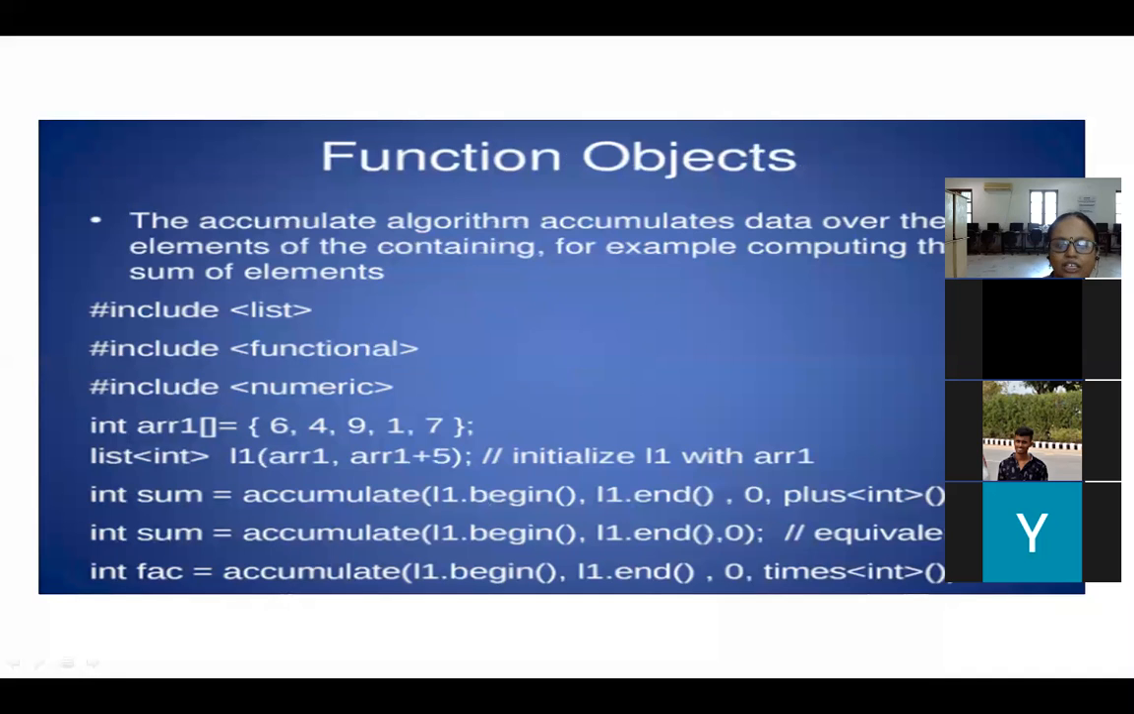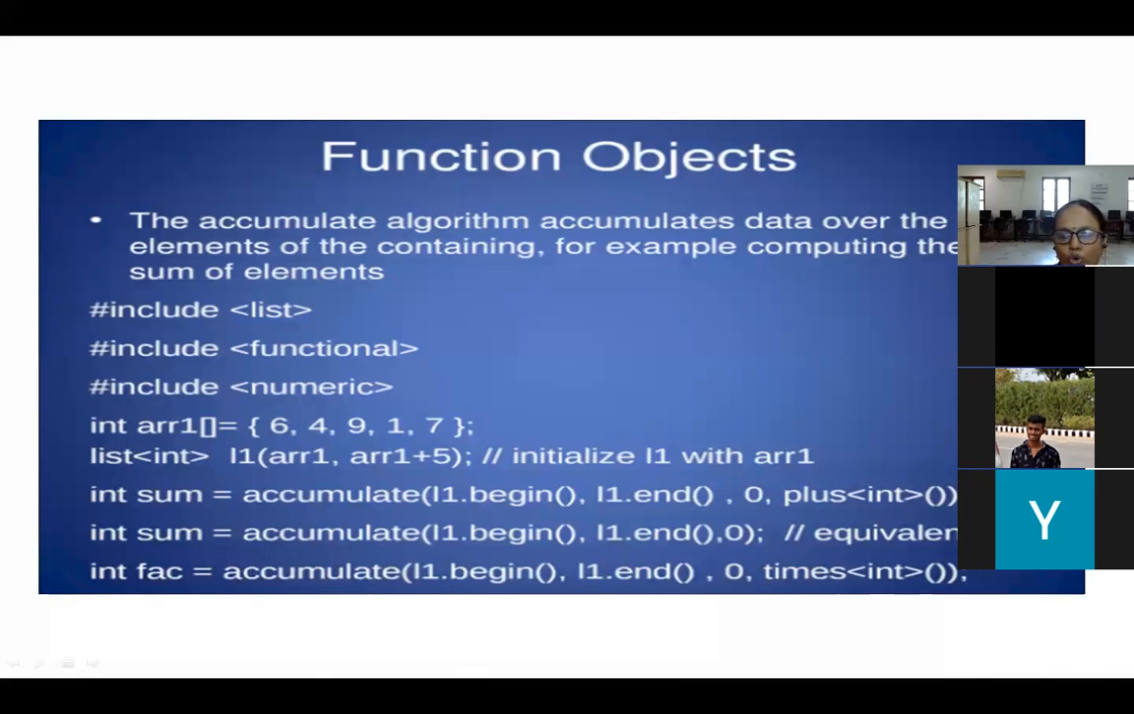So function objects. I can do that, mainly here see accumulate: the algorithm accumulates data over the elements in the container. So what does accumulate do? It will find the sum of the elements in the array. That is also possible. So you see 6, 4, 9, 1, 7. We all know the sum of the array is 27. So what it will do, it will give accumulate. Accumulate means it will start from the beginning to the end, or from the beginning till whichever element it has to add. Everything we can do.